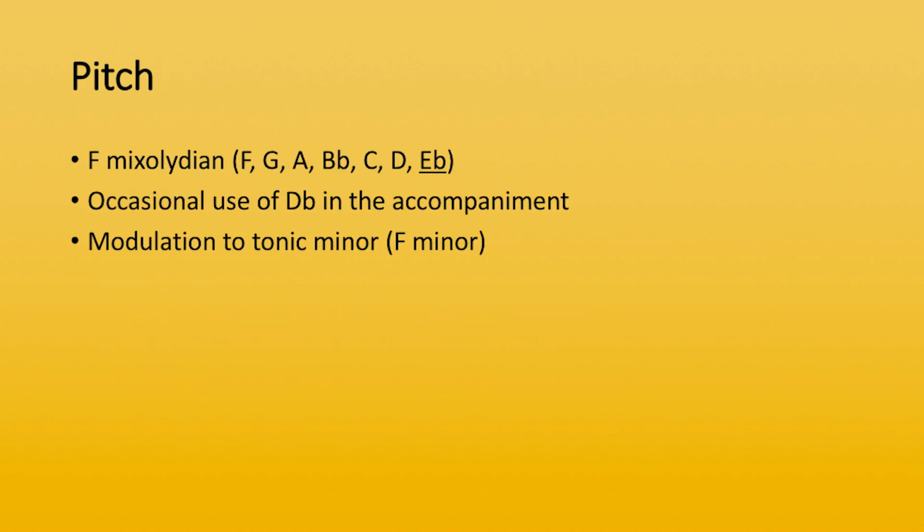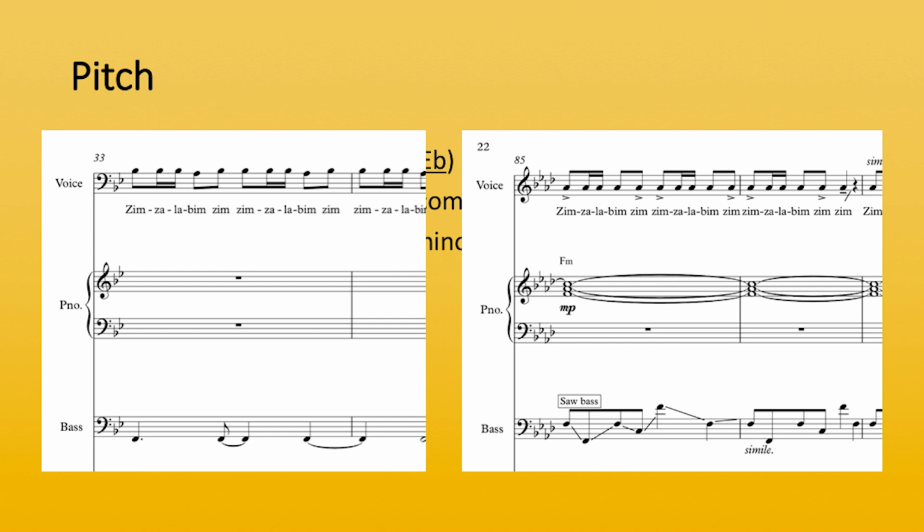Continuing with pitch, the piece is in F mixolydian, so that's notes F, G, A, B flat, C, D, and E flat. Occasional use of D flat in the accompaniment in the pre-chorus section. And in the middle and third chorus sections, we have a modulation to the tonic minor, so that's F minor. As you can see, at the start of the piece, we have 2 flats, so we're in F mixolydian, and in the later part of the piece, we are in F minor with 4 flats.